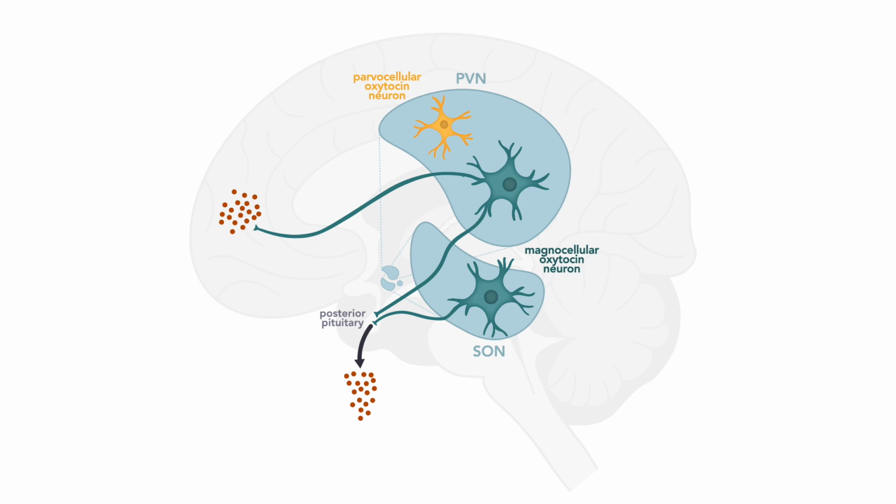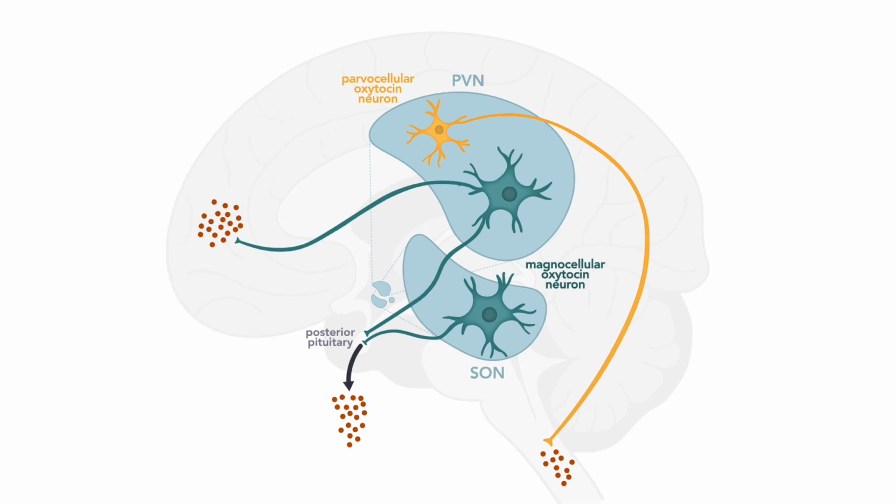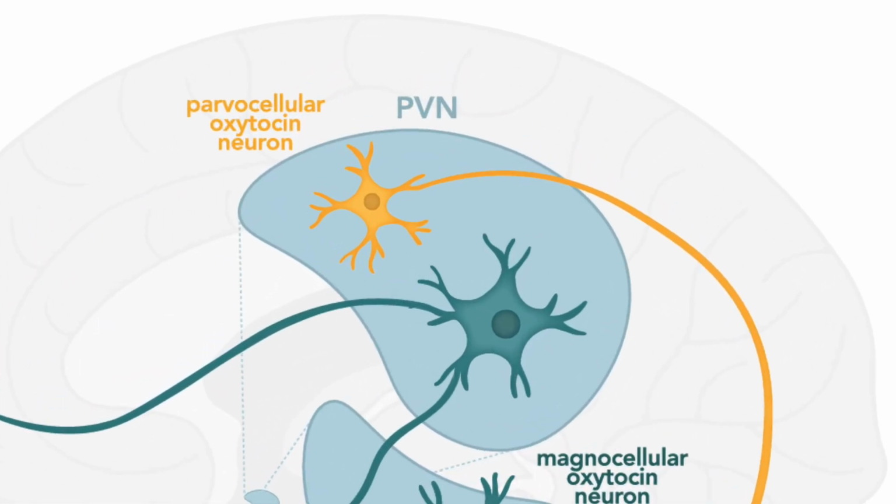Parvocellular oxytocin neurons, on the other hand, are fewer in number and are found exclusively in the PVN. These neurons project to the midbrain, brainstem, and spinal cord. A particularly notable role of parvocellular neurons is their ability to coordinate or orchestrate the activity of the magnocellular neurons.